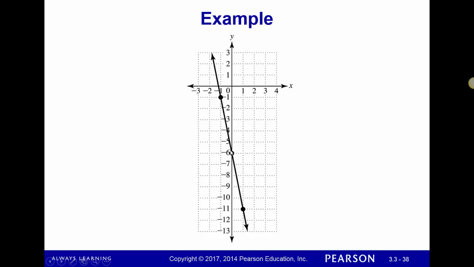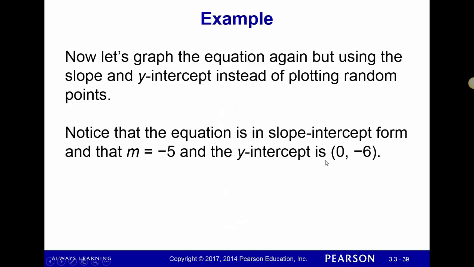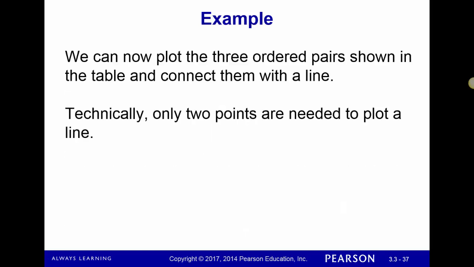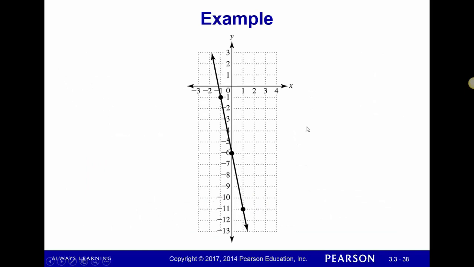Now let's graph the equation again, but we want to just use the slope and the y-intercept instead of plotting points. Notice that the equation is in slope-intercept form. Let me go back for a second to the original equation, y equals negative 5x minus 6. Here's my slope, negative 5, and my y-intercept is (0, negative 6).